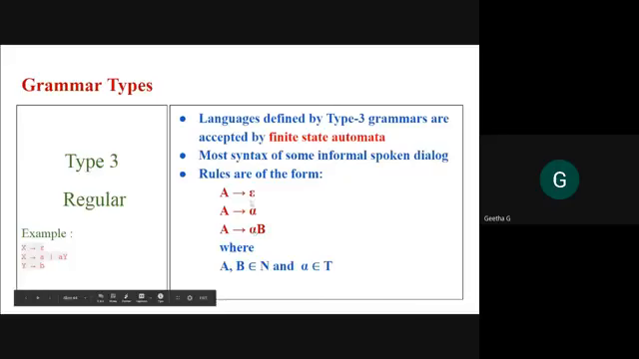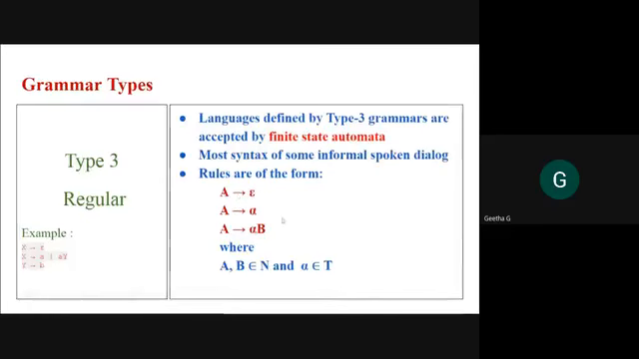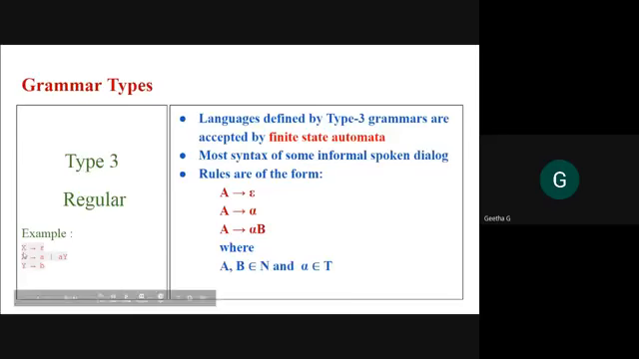But here, on the right hand side you may either have epsilon, or only a terminal, or a terminal followed by a non-terminal. So please remember, alpha is the terminal here, a terminal followed by a non-terminal. See the example, you will easily understand. On the left hand side, in whatever case, you'll have only one non-terminal, that is for sure. And on the right hand side, either epsilon, or a single terminal, or a terminal followed by a non-terminal. Only these 3 cases are allowed.